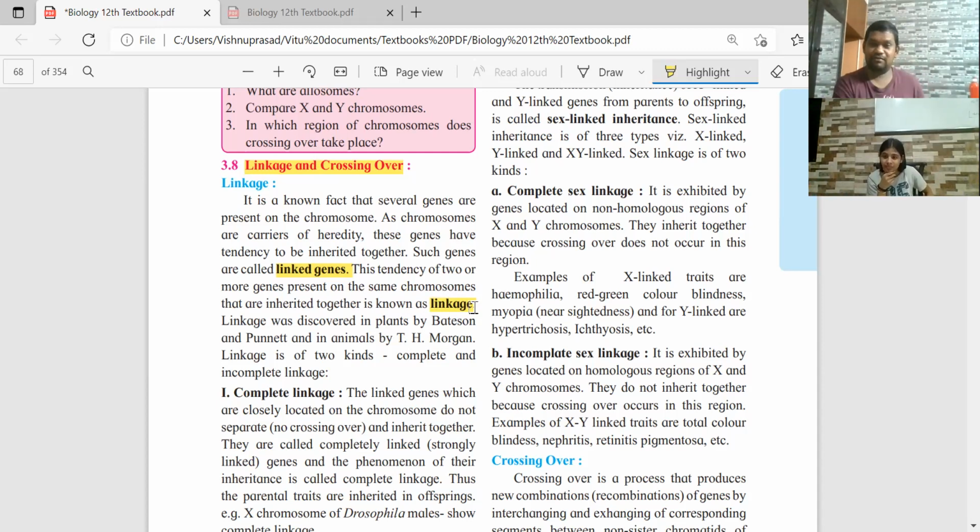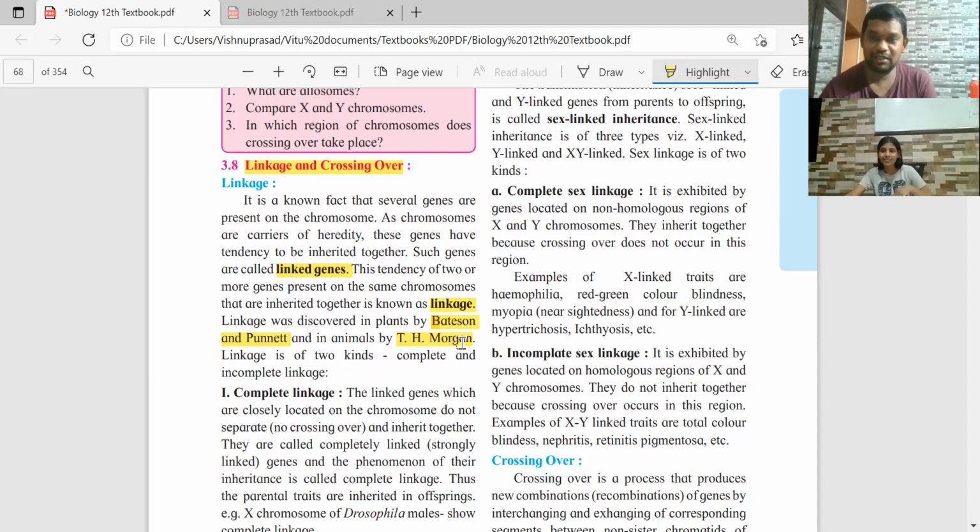So this phenomenon, linkage, in plants was discovered by Bateson and Punnett, and in animals it was discovered by T.H. Morgan. The phenomenon is the same, but in plants one person discovered it and in animals someone else discovered it.